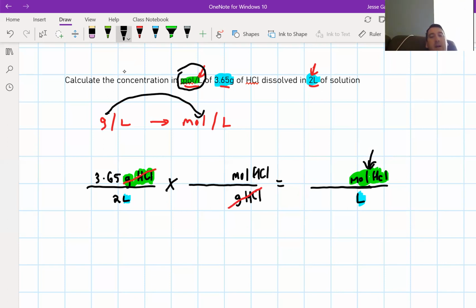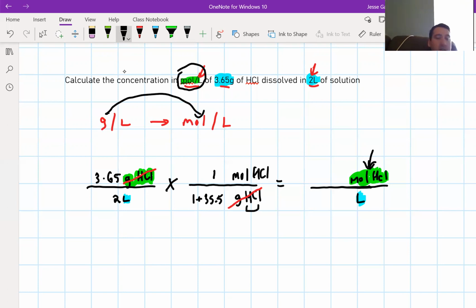Like that. Okay, the next thing I need to think about is how many grams of HCl do I have for every mole of HCl? So for 1 mole of HCl, how many grams is it? Well, here I need to go to my periodic table and look up the masses of these atoms. So I've got 1 for my H plus 35.5 for my Cl. So 1 plus 35.5 gives me 36.5.